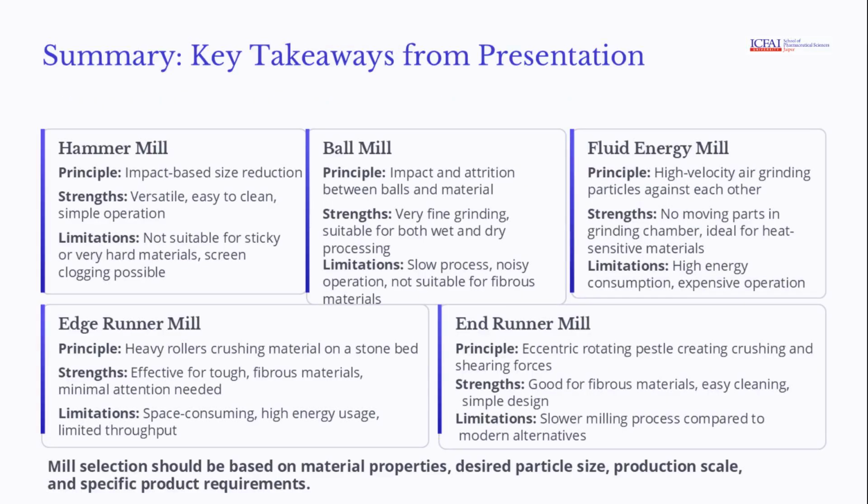In summary, each mill type has its unique principles, strengths, and limitations. Selecting the appropriate mill depends on material properties, desired particle size, and specific production requirements, ensuring optimal processing efficiency.